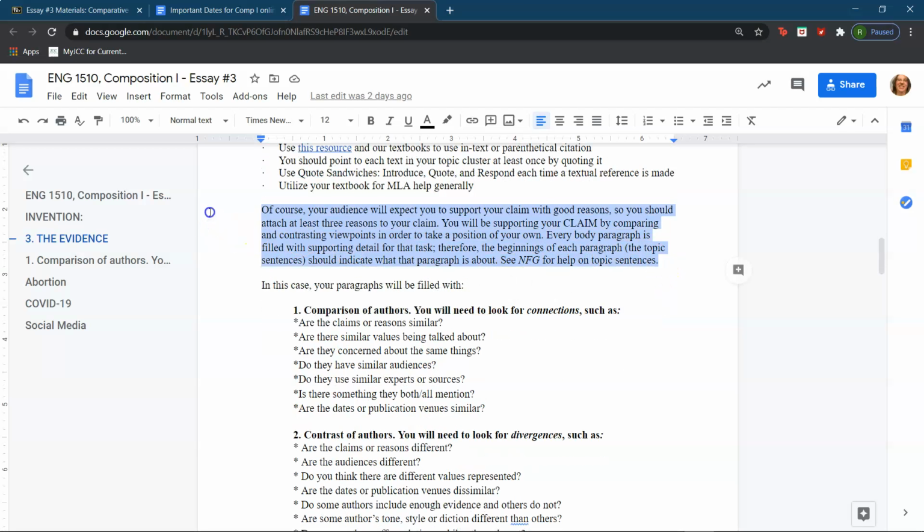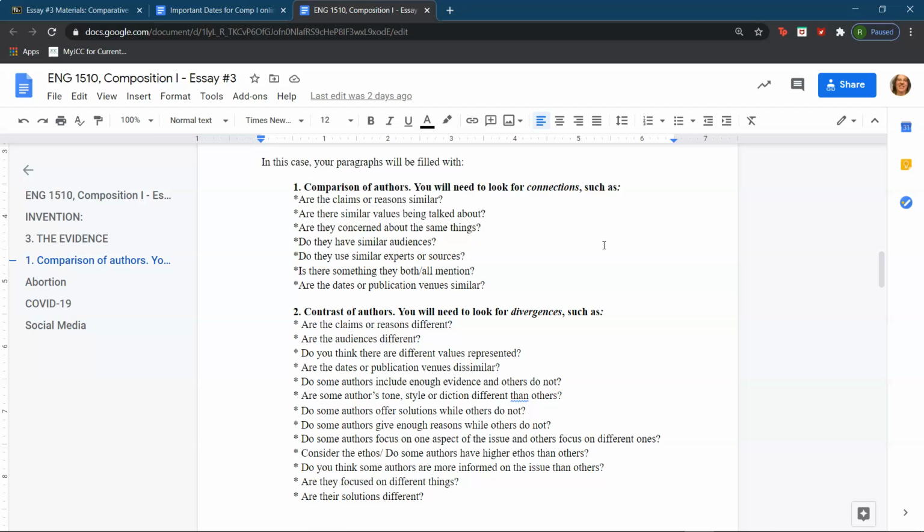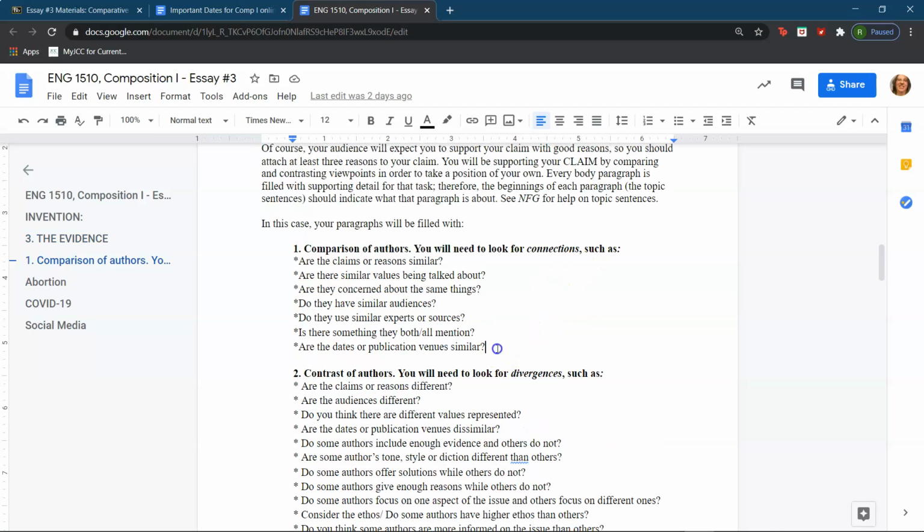Now from there, it will be important to have effective topic sentences and to support your claim by comparing and contrasting viewpoints in order to take a position of your own. So in the paragraphs, you're going to be comparing the authors of the different sources, and I provide all the sources and topics that you can choose from within these guidelines, within this Google document here.